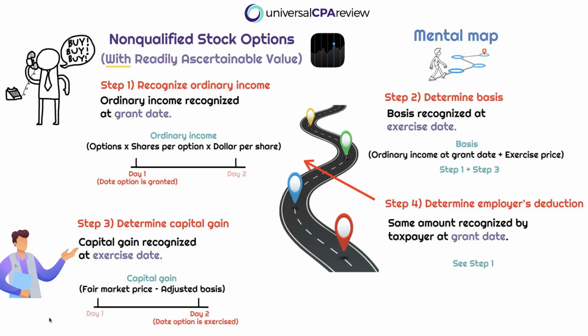Okay, so this is essentially the sale of any capital asset. We're taking the fair market value, right, aka the selling price, and we're going to reduce this by the adjusted basis, right? We already determined that in step 2.